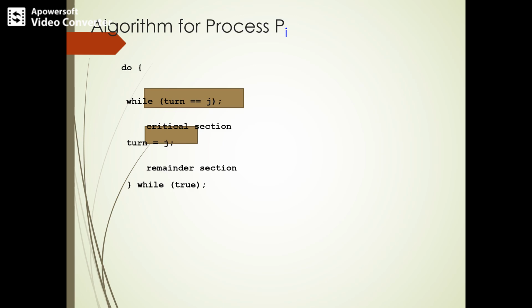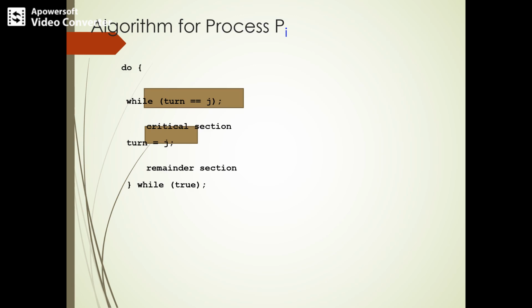Once process Pi has completed executing the main task, it has to set the next turn to the jth turn, right? So turn will be set to j, and the remaining code prevalent for process Pi will continue in the remainder section. So clearly you can see the different sections of a process. First is the entry section, the main condition through which the process is allowed to enter into the critical section.